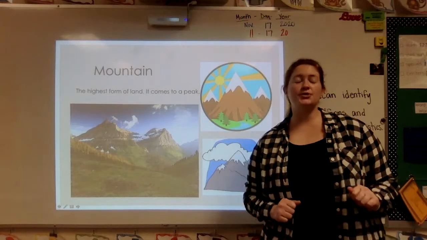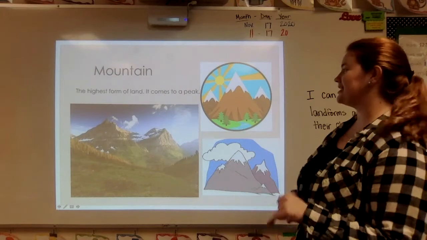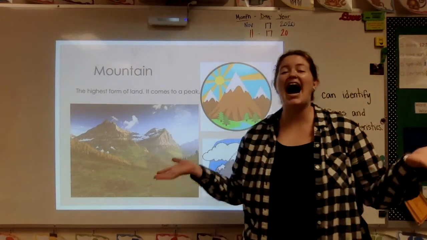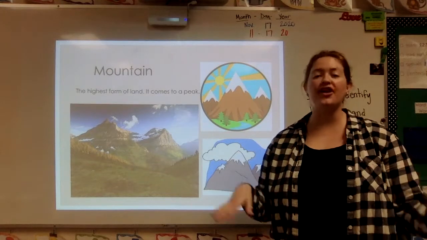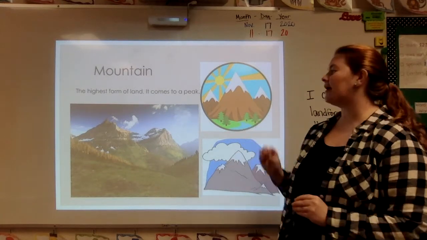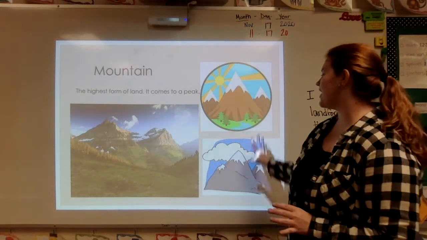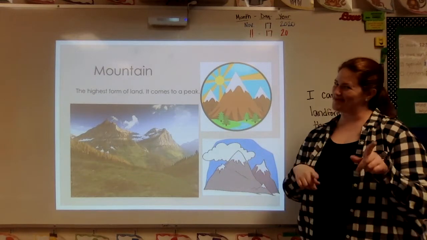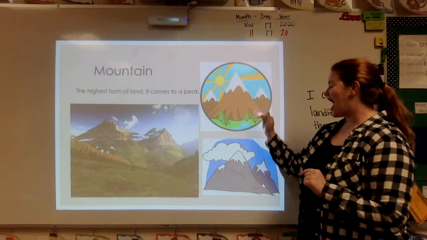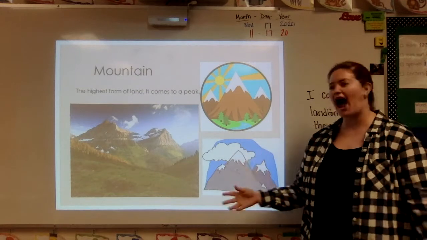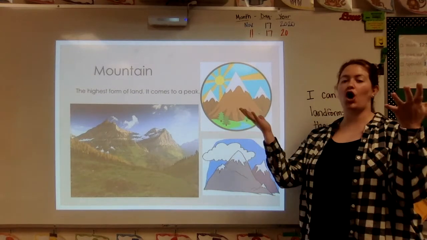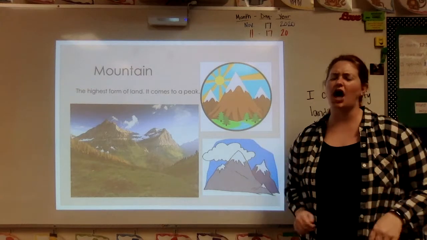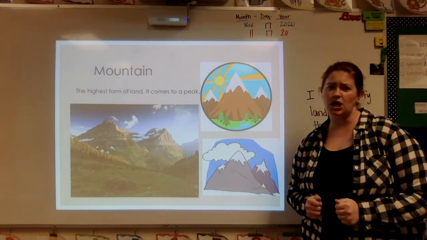Okay, so the first one that we focused on yesterday was a mountain. And we know that a mountain is the highest form of land. It's raised land. That means it's taller than the other land around it. And it comes to a peak. So I have some illustrations. Remember, that's an illustration that somebody drew of mountains. And they both have snow on the top. And that's because mountains are so tall, it's so cold at the top of them. So they normally will have snow on them.